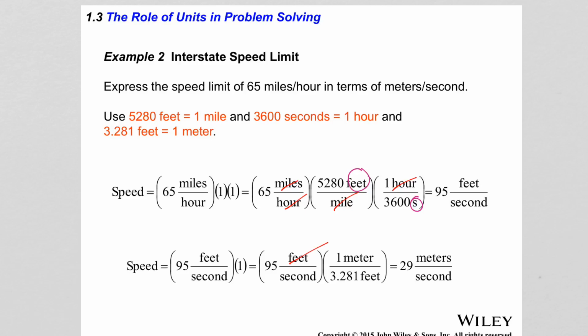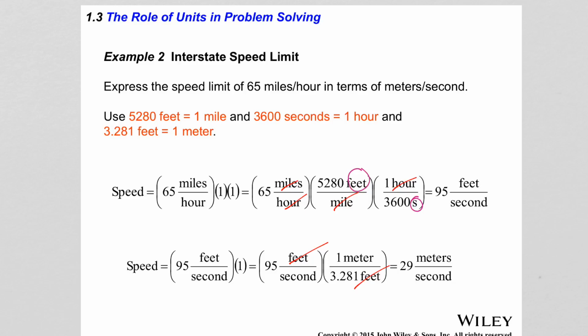So we have the feet units cancel out here and here. And so what I'm left with is 95 divided by 3.281 meters per second. So that is 29 meters per second. Finally, 65 miles per hour converts into 29 meters per second.